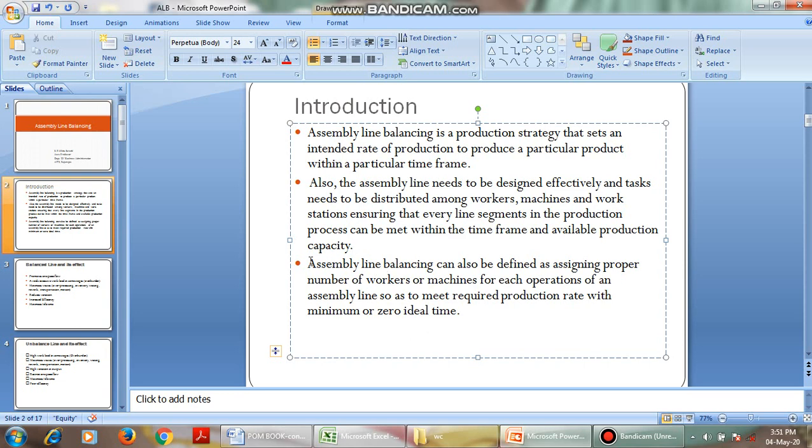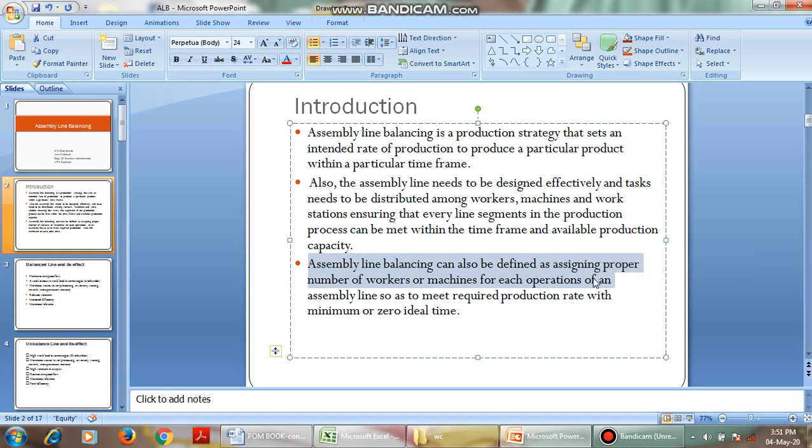Very simply, assembly line balancing can also be defined as assigning the proper number of workers and machines. See, for example, there is activity A, that is welding. Consider welding. Welding is an activity. It requires 5 hours of time, 3 machineries, 10 labor. That is our task, that is our activity.